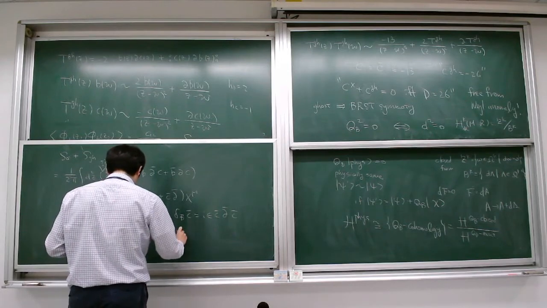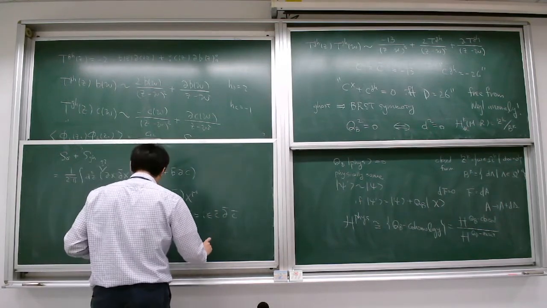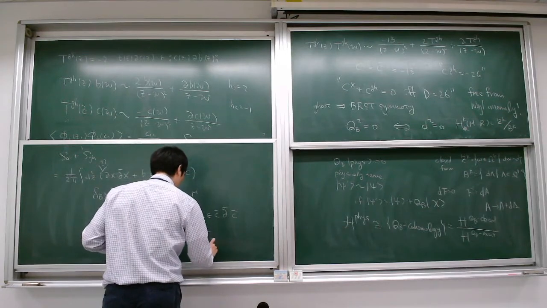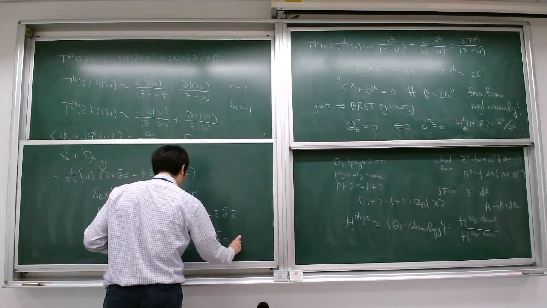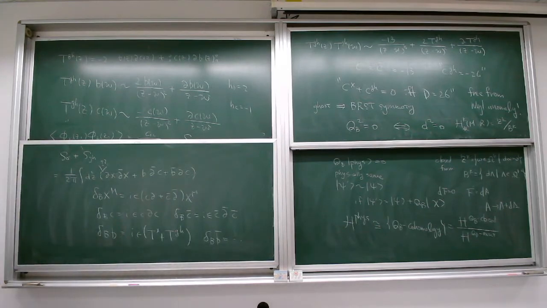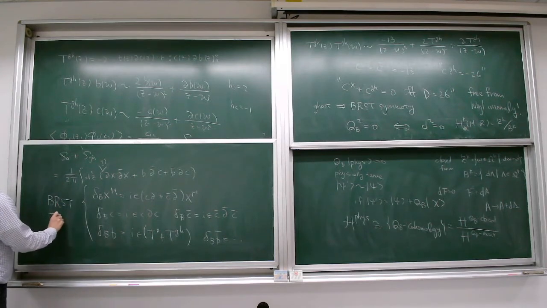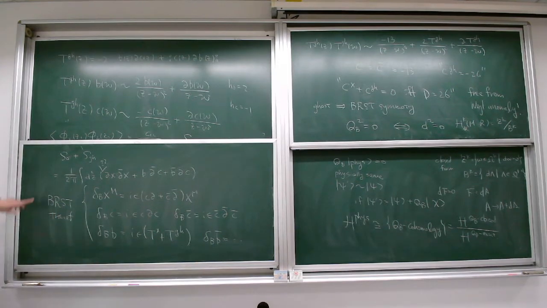the ghost and the holomorphic one. Holomorphic one is the same. So it's called BRST transformation. So this action enjoys this transformation. So you can check by yourself, but it's a very tedious computation one has to do.